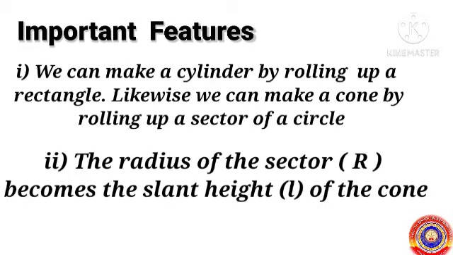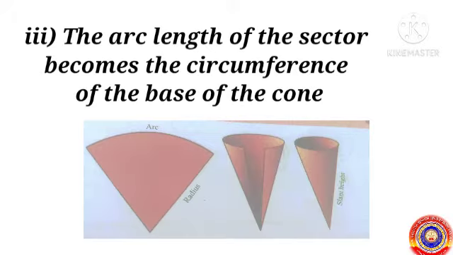Next, important features of a cone. First one, we can make a cylinder by rolling up a rectangle. Likewise, we can make a cone by rolling up a sector of a circle. Second one, the radius of the sector, capital R, becomes the slant height of the cone. Next, third point, the arc length of the sector becomes the circumference of the base of the cone.